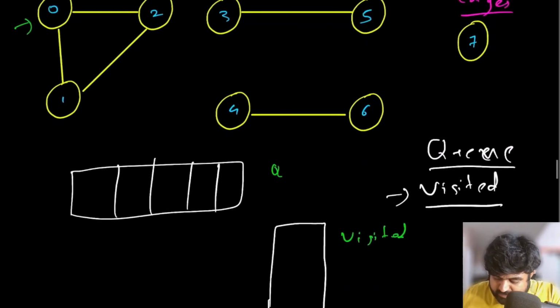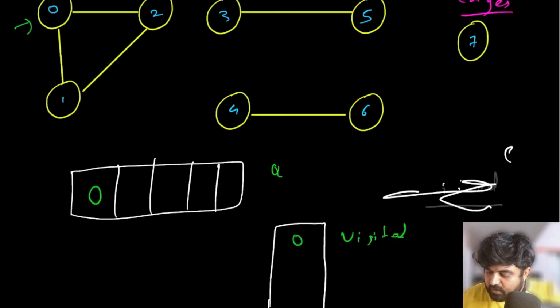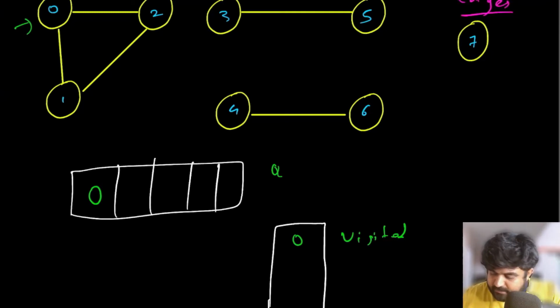Now for node number 0, we are going to mark this one as 0. So we are going to enqueue with 0. Now we are also going to mark 0 as visited. And we are also going to have one more number that is called the number of connected components. So let me just mark this one as counter. Currently the initial counter value is going to be 0.